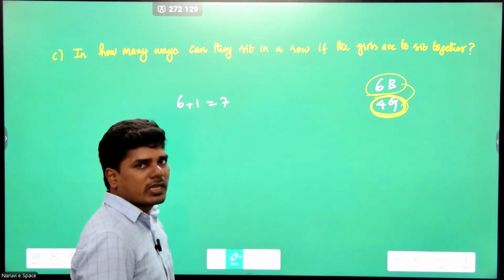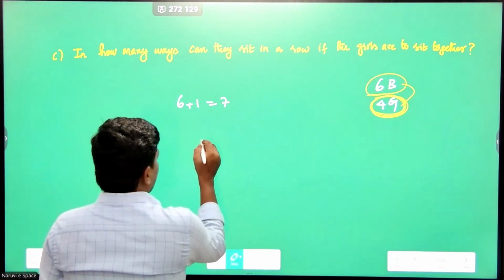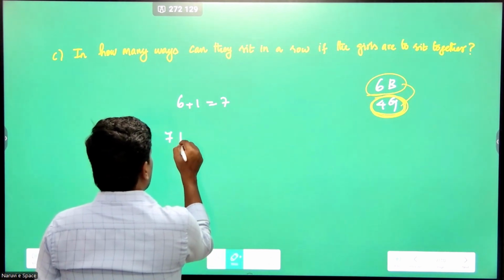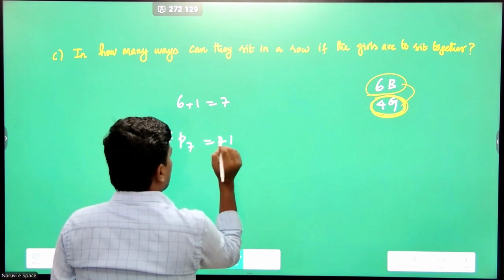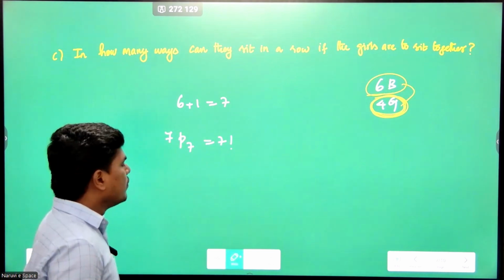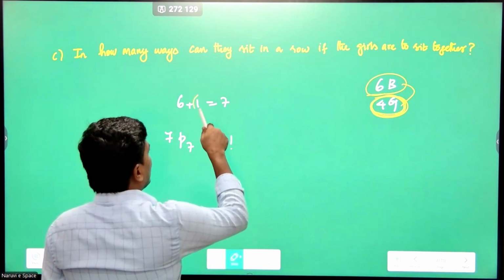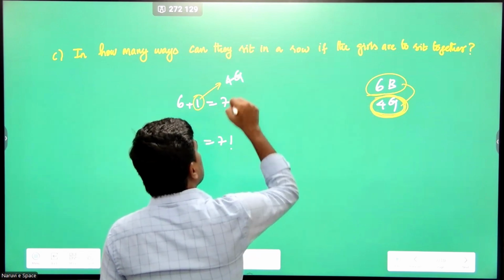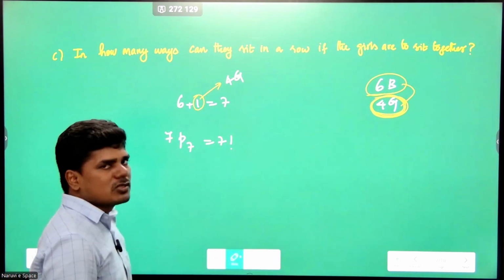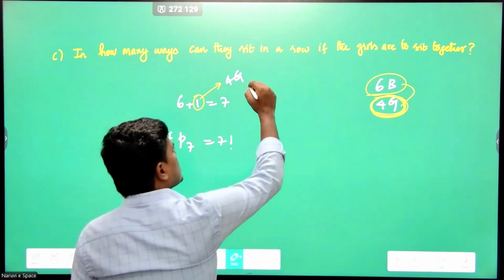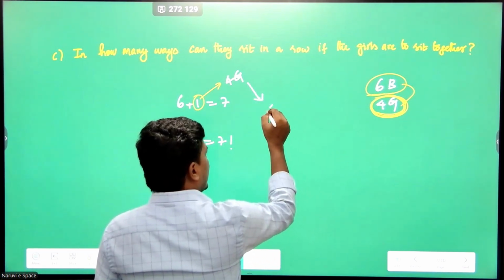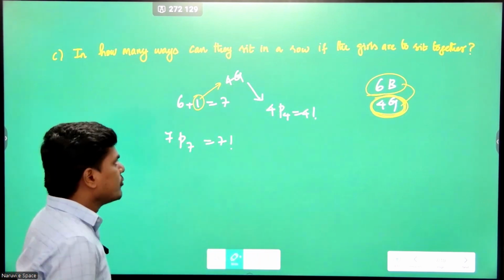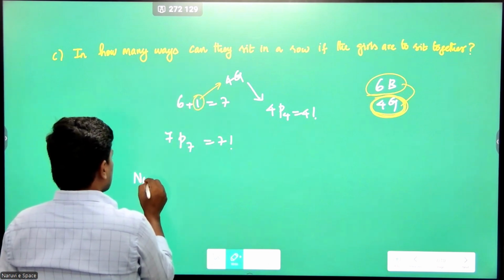These 7 members, how many ways can we arrange? Out of 7, taking 7 at a time, 7 factorial ways we can arrange. But in this one, you have considered one entity, right? This is having 4 girls. How many ways can we arrange these 4 girls? Out of these 4 girls, taking 4 at a time, you can arrange in 4 factorial ways.